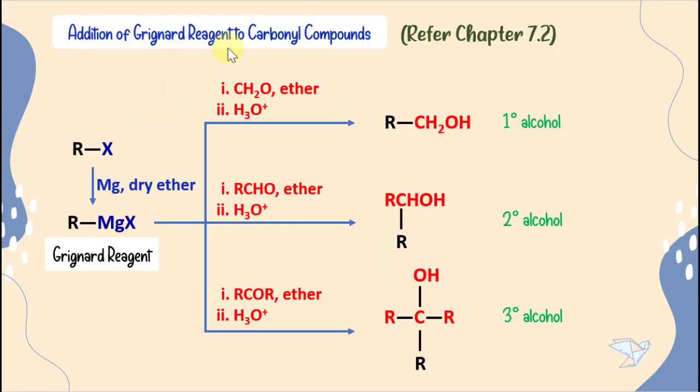The addition of Grignard reagent to carbonyl compounds may form different types of alcohols. We saw this reaction in chapter 7.2. Grignard reagent is prepared by the reaction of alkyl halide with magnesium in dry ether. When the Grignard reagent is treated with methanal followed by hydrolysis, it will form a primary alcohol. The reaction of Grignard reagent with an aldehyde, except methanal, followed by hydrolysis will produce a secondary alcohol, while when Grignard reagent is treated with a ketone followed by hydrolysis, it will form a tertiary alcohol.